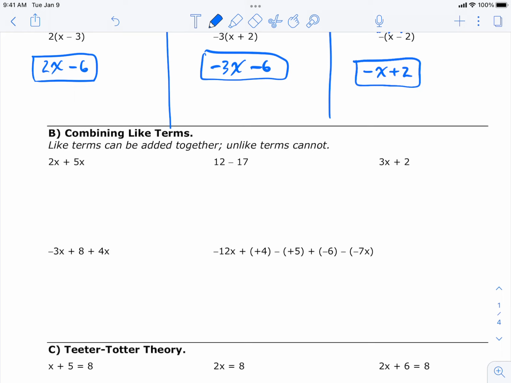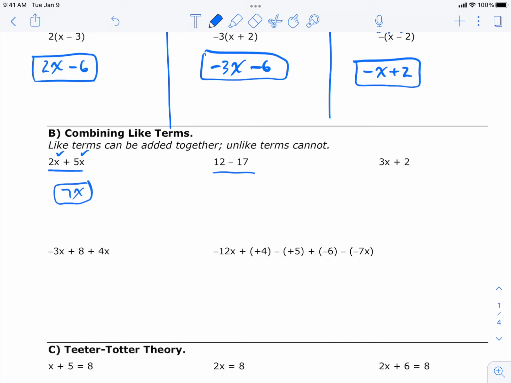So what do I mean by like terms? See, these are like terms. Why? Because they're both x's. They're both counting the same thing. Hey, I got 2 x's and 5 x's. Well, guess what? That's 7 x's. They're both x terms, so they can be added together. Just like you can add 2 apples, you can add 2 oranges. You add them together. 2 x's and 5 x's make 7 x's.